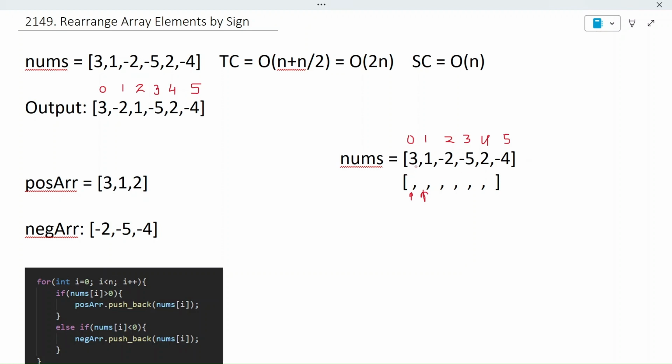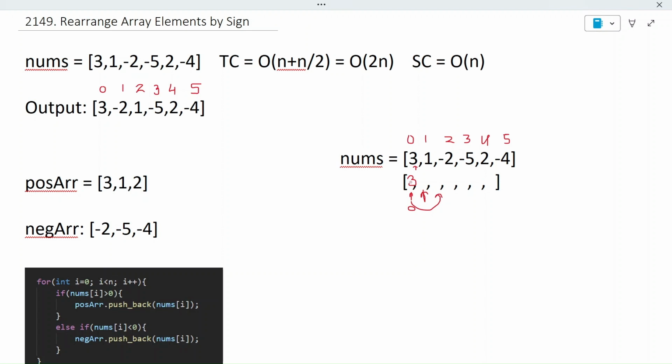Now if we are at this point, as it is positive, we will simply store it at our 0th index. Okay, cool, very good. Now we are at this index. Now we will increment this pointer by 2. It means it is pointing to index 2, as earlier it was pointing to index 0. Now we will increment it. Now it is pointing to index 2. Cool, very good.